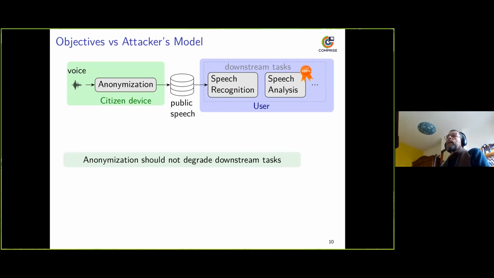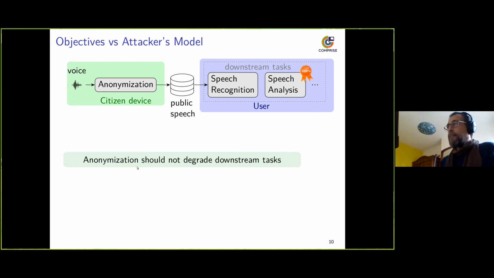So when we talk about privacy, we should define an attacker model. What could be the attacks? So recall that we have this voice signal that is captured on the device, and we perform a kind of anonymization or transformation directly on the device or on a personal server or something like that. That is not in a public cloud or something. So it stays in the sphere of the user. Then after anonymization, we can make this data public, and we gather all the data in a public database, so that it will be useful for downstream tasks like speech recognition or speech analysis.